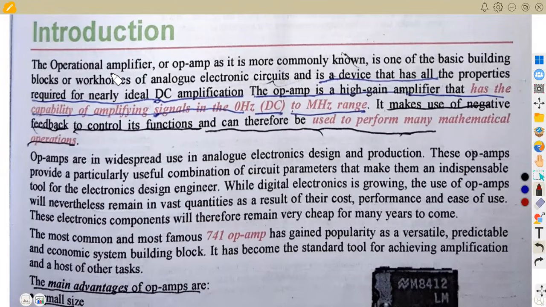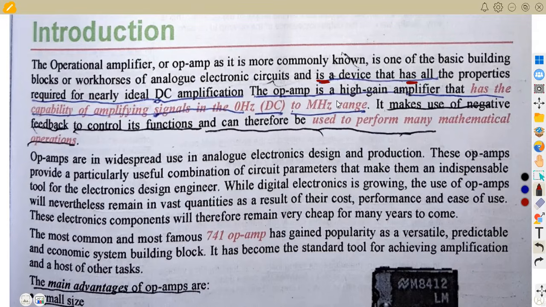All right. So the operational amplifier, which is referred to as an op-amp, is most commonly known as one of the basic building blocks or workhorses of analog electronic circuits, and is a device that has all the properties required for nearly ideal DC amplification. Remember, amplification is just change of voltages from one to another.